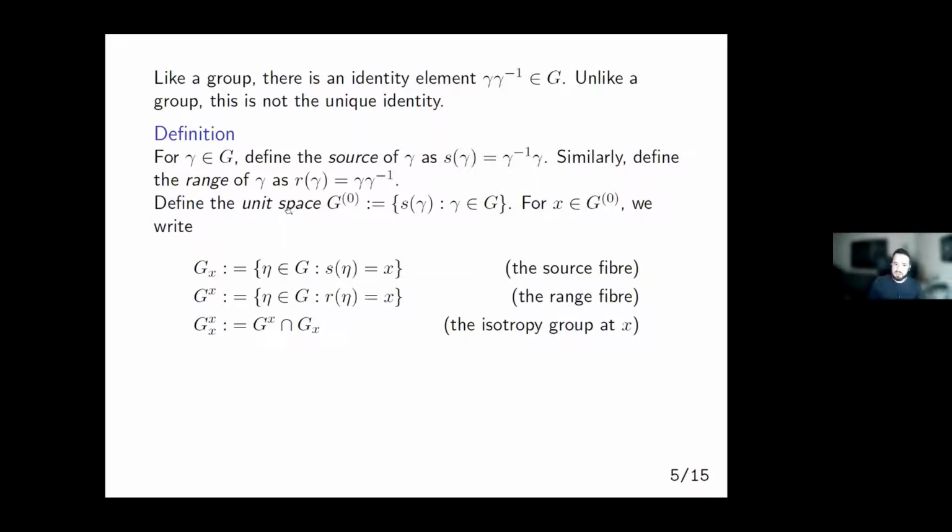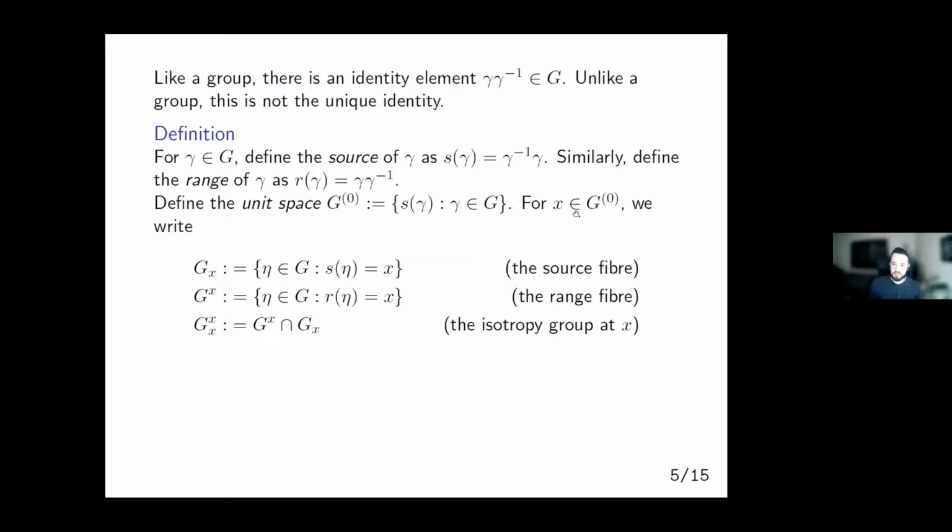Then we say that the unit space of this groupoid is the set of all sources of elements. This is one way of writing it. Another way is to say the range of all elements, because I could just replace gamma by gamma inverse in each of these constructions and I would swap the range and source around. Or I could say the set of all units, like the set of all identities. And it's called the unit space because it is a space of units. So whenever you multiply something by an element of the unit space, you've done nothing. It's the multiplication by one thing.